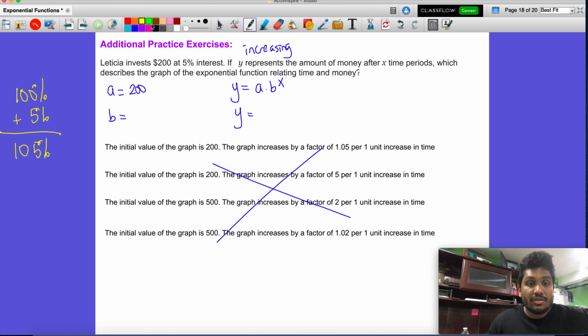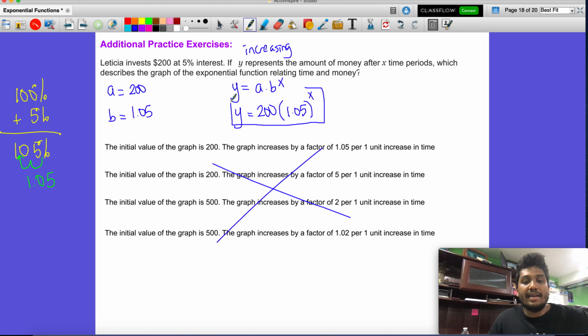And to convert this to a decimal, you just move back 2 spaces. It becomes 1.05. So our B value is going to be 1.05, which means that if we were to write our own equation, this would be 200. I'm just replacing the A, parentheses, the B, raised to the x. This is literally our equation. And now we just have to go and see which answer matches this. So going through this, let me just erase this x here. It says that the initial value, this is our A value, our initial value is 200.